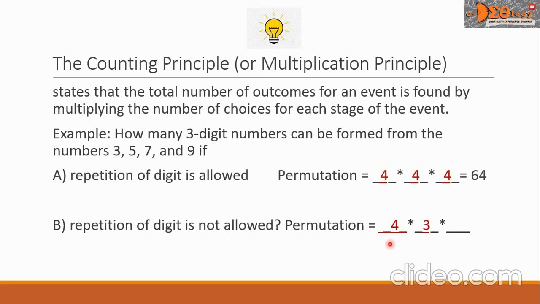And now, there are 2 numbers seated on our blanks. So it means to say, since there is no repetition allowed, the third blank has 2 choices only. So let us now multiply the numbers 4 times 3 times 2, and that is 24. It means there are 24 3-digit numbers when repetition is not allowed.